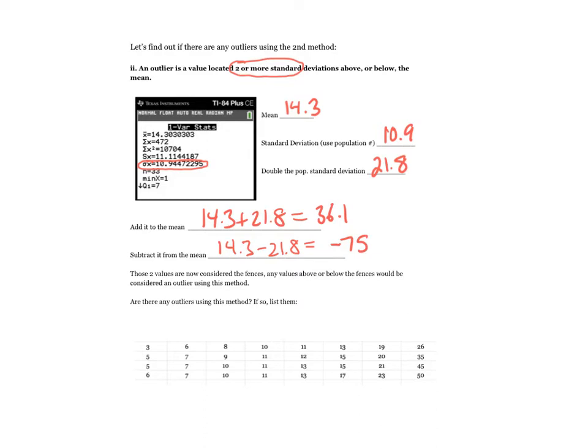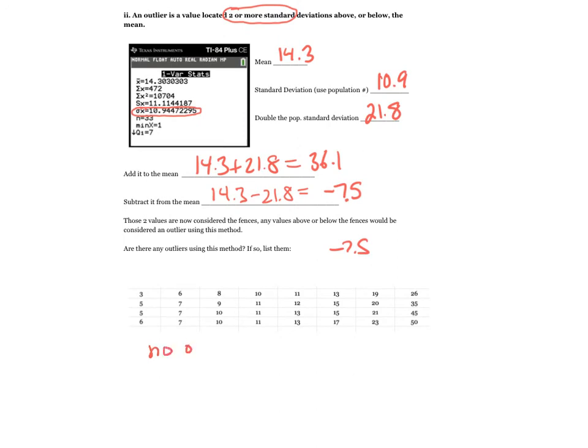Now those 2 values are considered our fences. So anything below negative 7.5 would be an outlier. So we have no outliers on the low end. And our other fence is 36.1. So anything above 36.1 would be an outlier. And we have two of those, 45 and 50. So 45 and 50 are outliers on the high end.